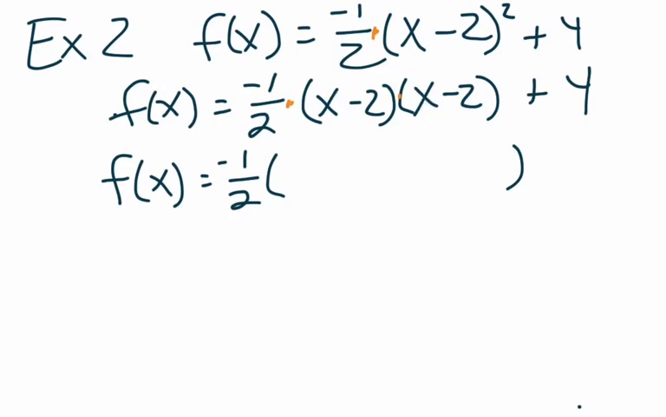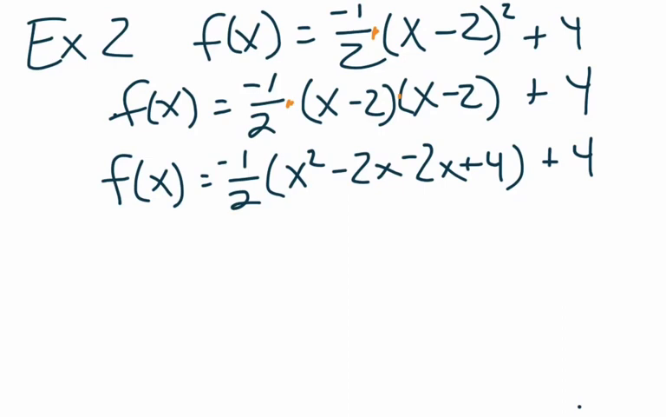So x times x is x squared. X times negative 2 is negative 2x. Negative 2 times x is negative 2x. And negative 2 times negative 2 is positive 4. Bring down this positive 4. Like this guy's going to hang out until we're ready for him.